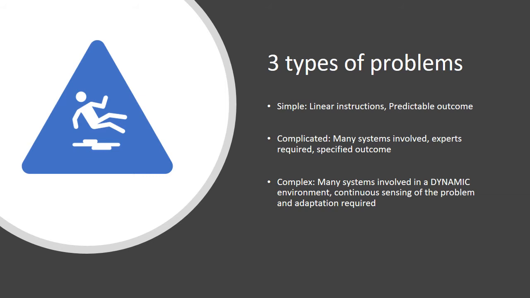Whereas the complex problems that you try to solve are the ones that have many systems involved in a dynamic environment. Continuous sensing of the problem and adaptation is required. So, for example, a complex problem is reducing emissions through aviation. It's very important for us to be able to fly from one country to another, especially over long distances, because it's economically important for us, it's socially important for us, but it comes at a huge environmental cost. How do we solve this complex problem, which involves so many systems?